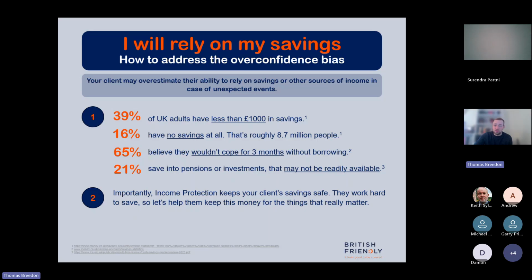16% have no savings at all. That's roughly 8.7 million people that have no savings at all. So if they are off work for even a month, they'll be struggling. 65% believe, so they know ultimately they wouldn't cope for 3 months without borrowing. And 21% save into pensions or investments, which is great, but it's not readily available. That's for future you, ultimately, isn't it?